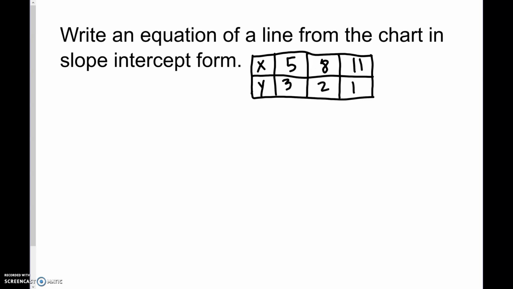All right, the second kind of problem is writing an equation, but you're writing it from a table instead of just me giving you the information. So we're still doing the same thing: y equals blank x plus blank. In here, we need to find the slope. And we find the slope is change in y over change in x.